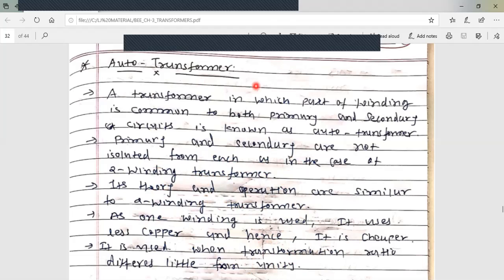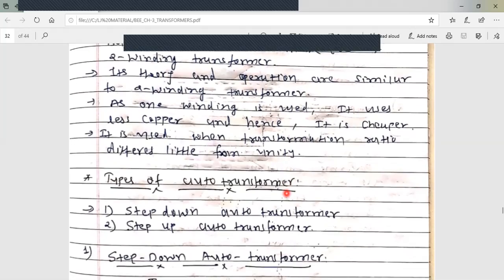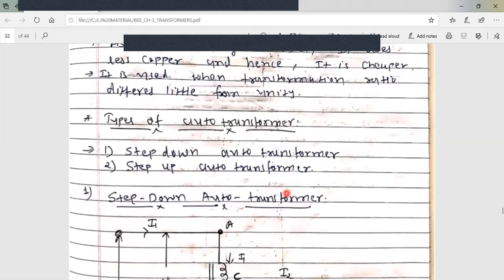So first of all, you have to keep in mind that in an autotransformer a single winding is used, whereas in a two-winding transformer, the two windings are isolated from each other. Here, see the next figure. There are two types of autotransformer, step down and step up, the same types as in a two-winding transformer.